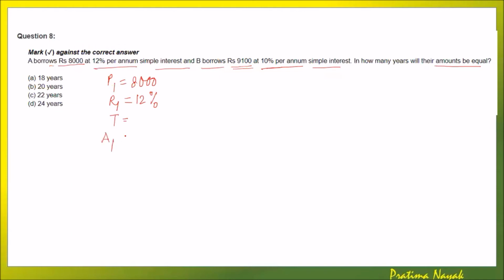First I'll get amount 1. Similarly, P2 is equal to 9,100, R2 is equal to 10% per annum. T is the same. Then we'll find A2 and we'll make them equal. So first I'm getting SI for the first one. It will be 8,000 into 12 into T, keeping T as we do for X, by 100.